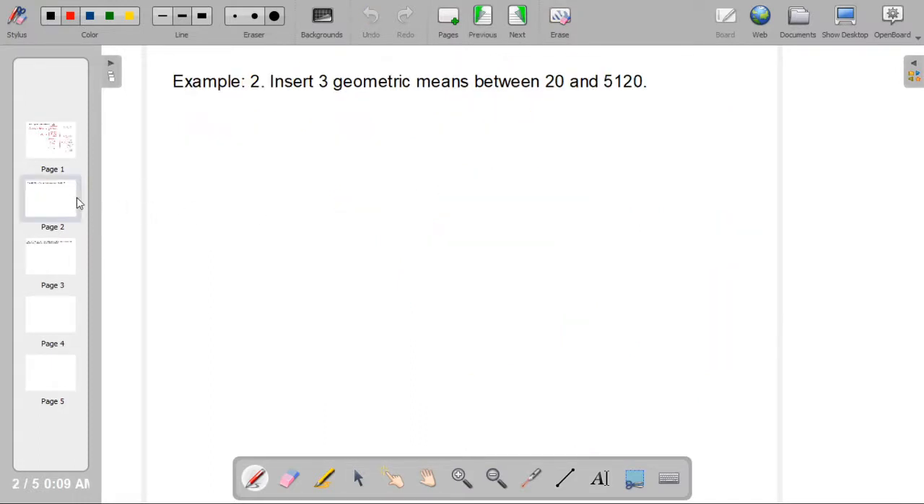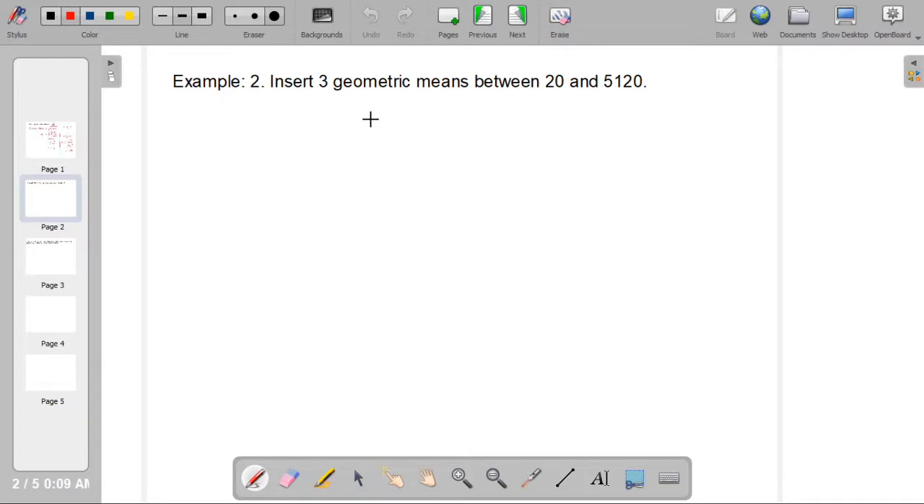Okay, let's go to another example. What if it goes like this? We're going to insert three geometric means between 20 and 5,120. So okay pa ba? Ingatuon ba nato siya pamaagi nga ato siyang i-multiply, and then after that we will extract the square root of the product? No, not anymore.